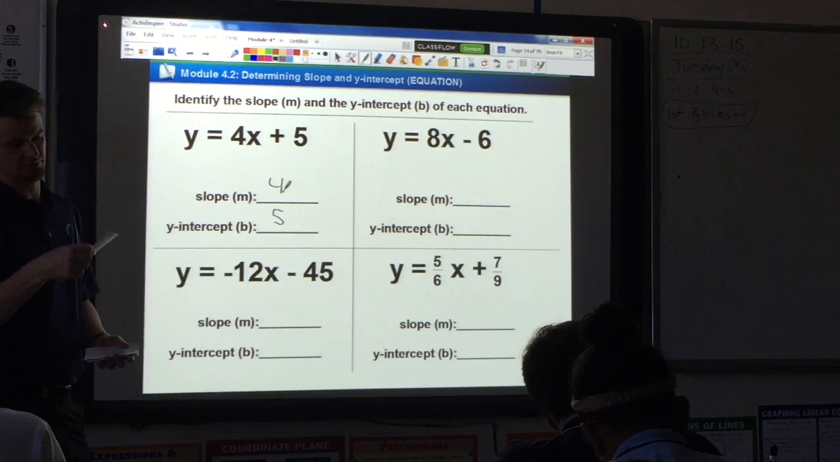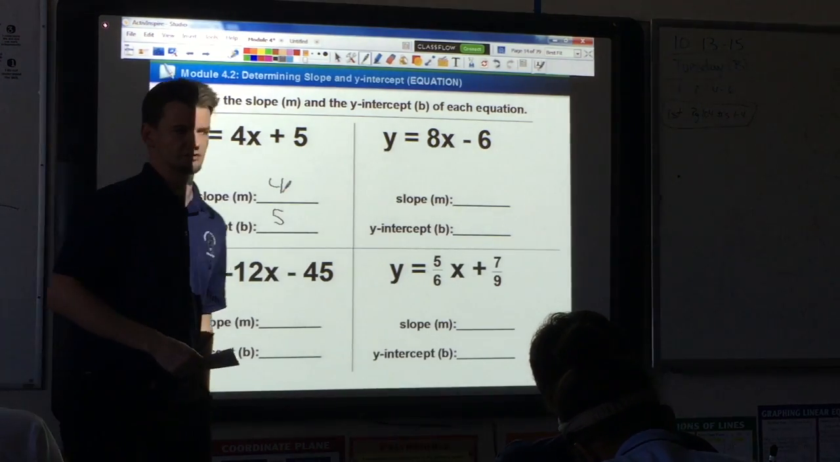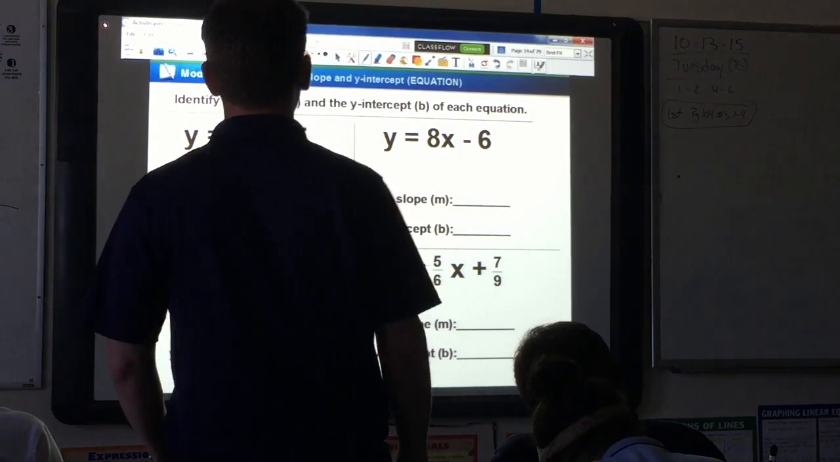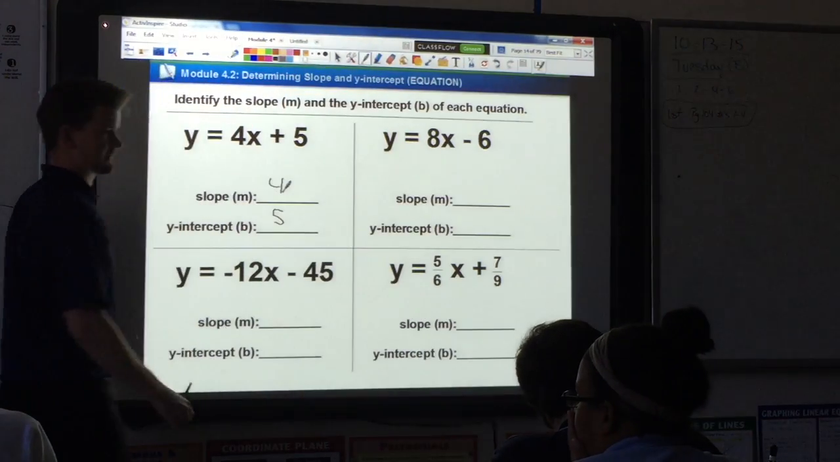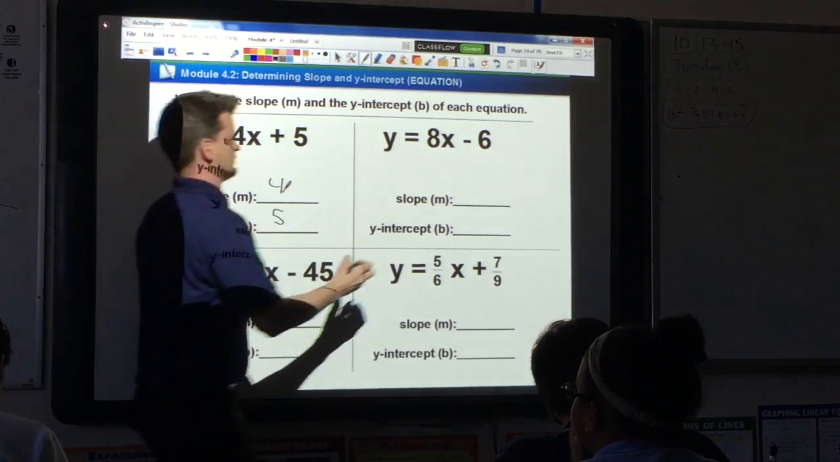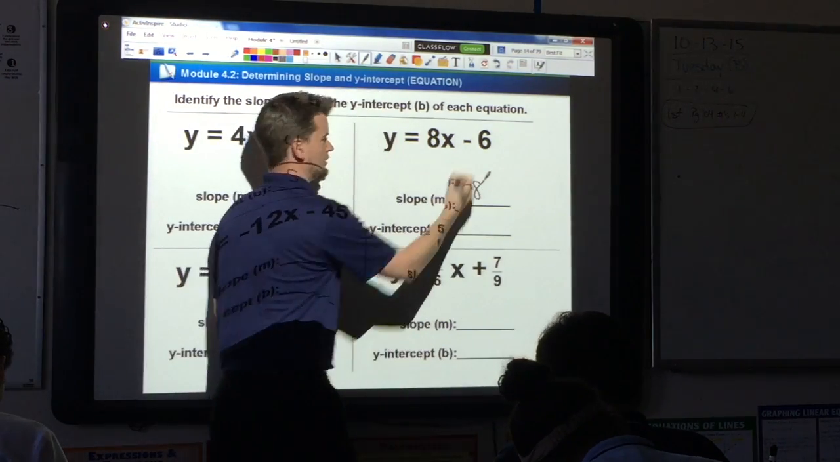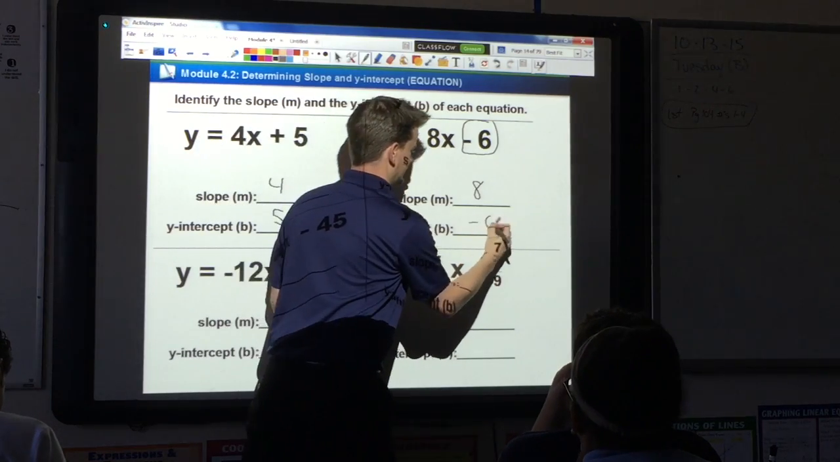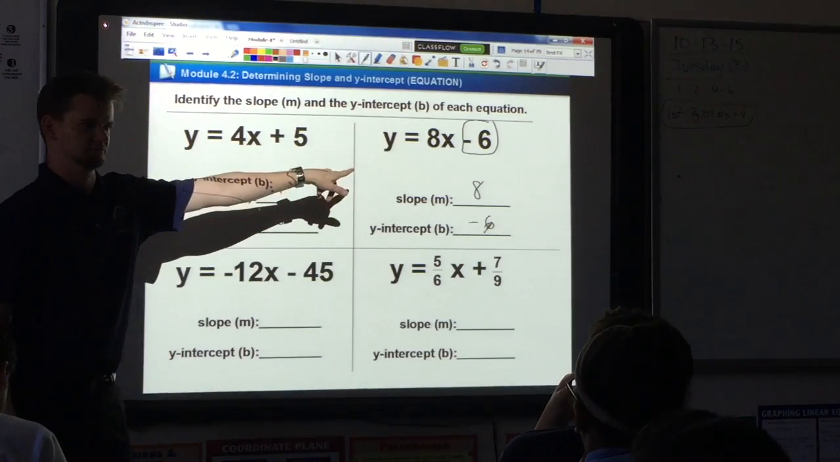5 is the y-intercept. What is the slope? What is the y-intercept? Slope is 8, and the y-intercept is -6. Good. Slope is 8. Keep in mind the y-intercept here, that negative, is part of the term. It's -6. Any questions on the second one?